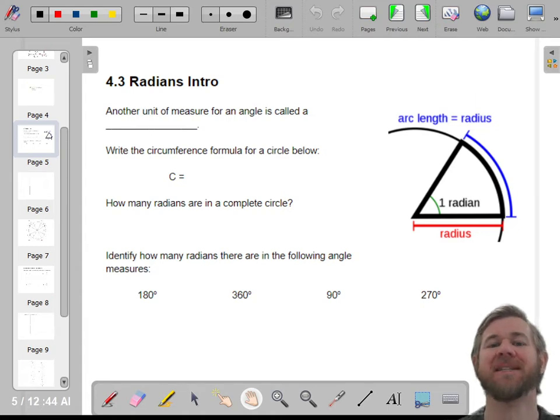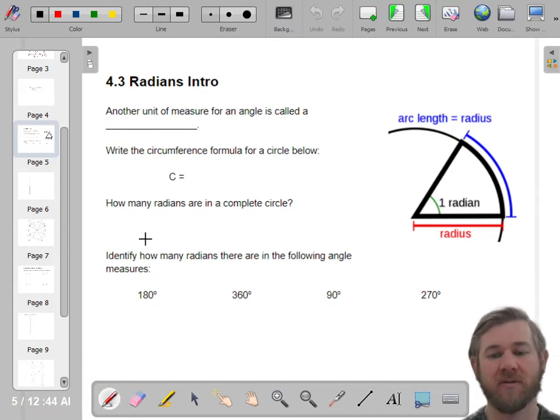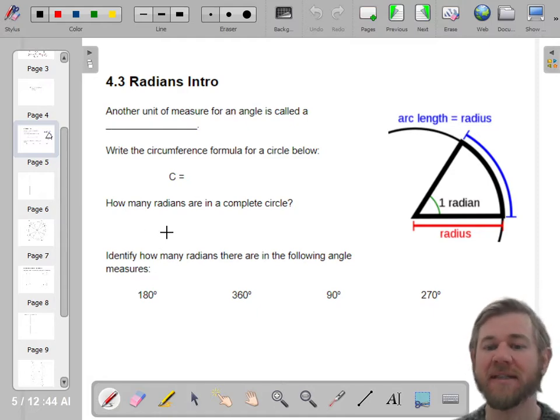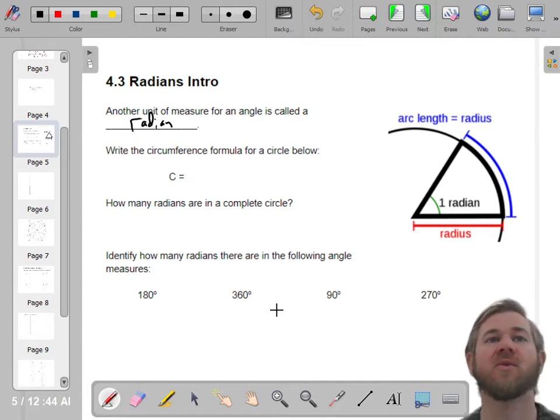Hello, ladies and gentlemen. It's time to switch to radians. Once we go radians, we'll probably be stuck there for most of the semester. We're doing the same thing we did with degrees, but now we're going to change into a different way of measuring angles. These are called radians. Radian looks a lot like the word radius.